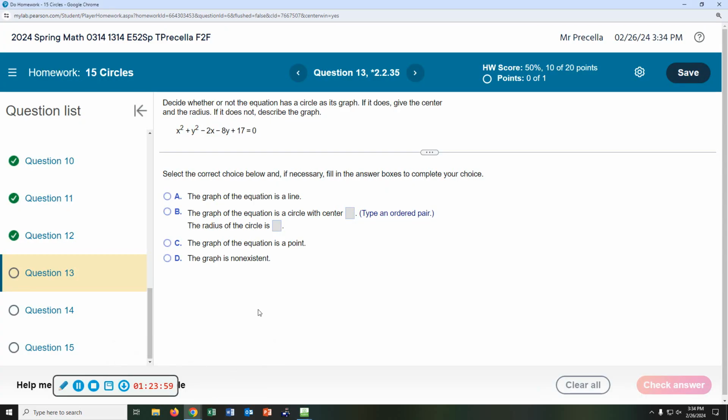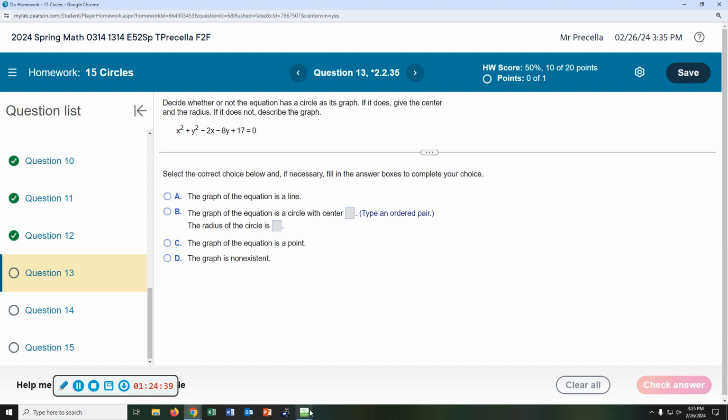Number 13. Are we going to have to divide through by something to get started on this one? No. X squared plus y squared minus 2x minus 8y plus 17 is equal to 0. Once again, we know this is not a line because there are those squares there, the x squared and the y squared.